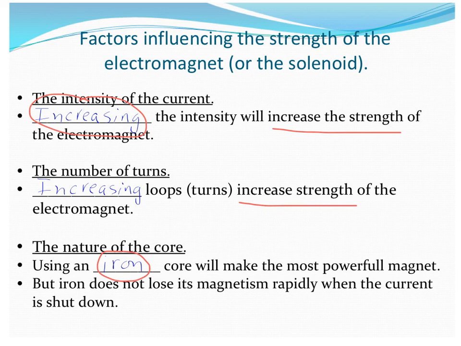Iron has high magnetic remanence, meaning that it remembers that it's been magnetized. So even if you turn off the switch, if you have a pure iron core, the electromagnet might remain active for a little bit, even if your current is off.